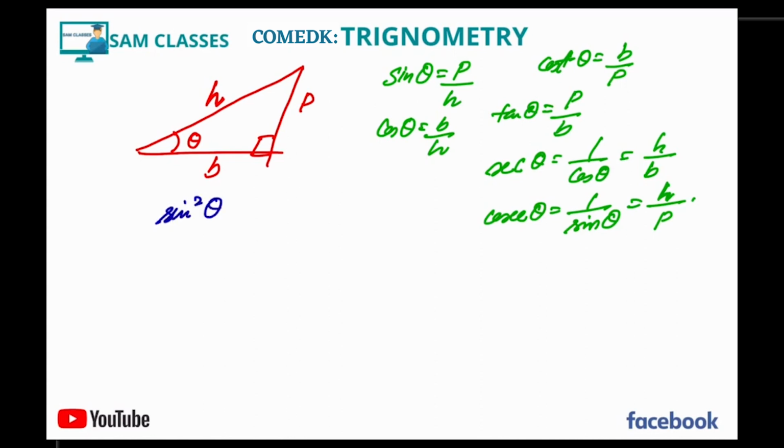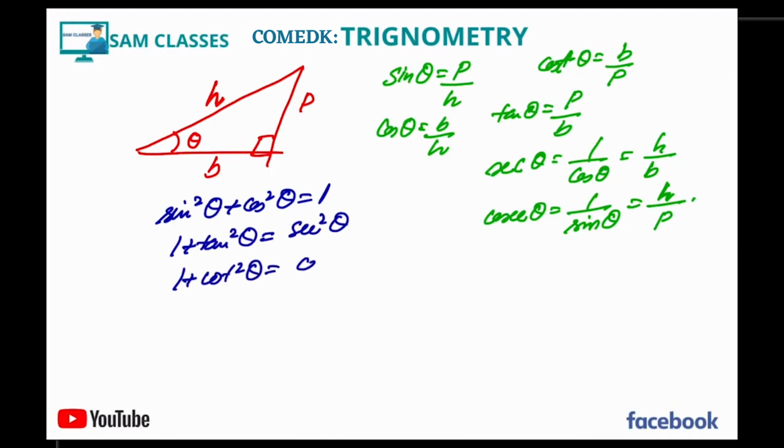So what are the three identities? First, the one which you use the most, sine square theta plus cos square theta is equal to 1. This till now we use it. 1 plus tan square theta is equal to secant square theta, and the other one is 1 plus cot square theta is equal to cosecant square theta.